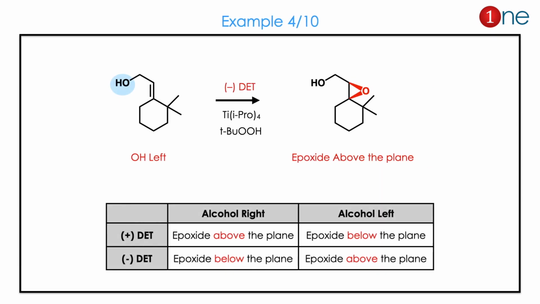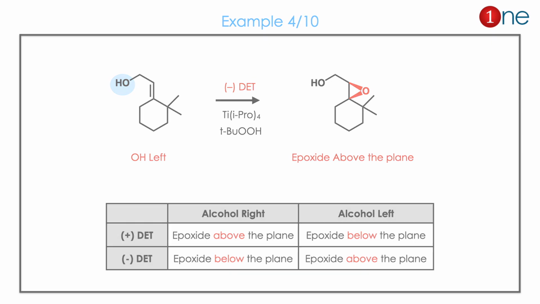Then let us look at the next question. The starting material with exocyclic double bond. The ring contains a double bond and a double methyl system, and OH in the side chain. Already the double bond is vertical, so OH is left, minus DET, so the epoxide will be above the plane.